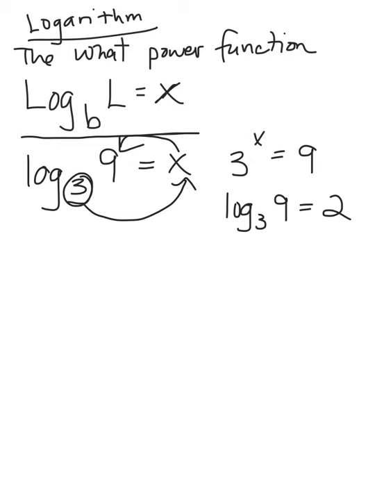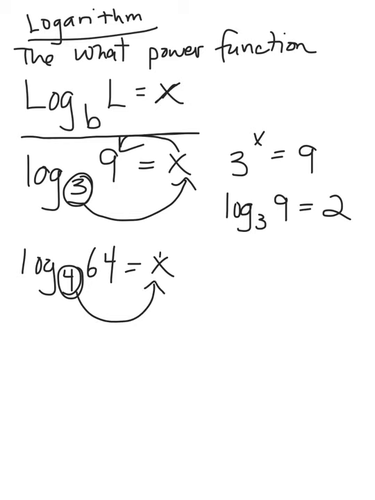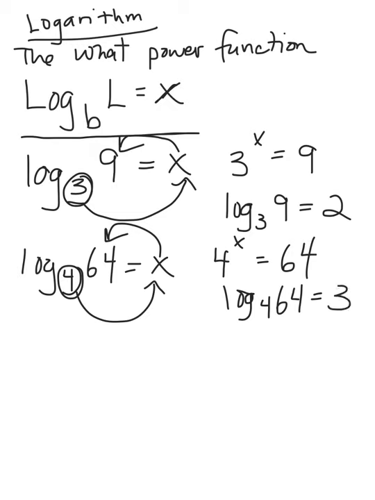All right, let's try it again. We have log base 4 of 64. Well, this is asking 4 to what power equals 64? Well, 4 to the first power is 4, 4 to the second power is 16, 4 to the third power would be 64. So log base 4 of 64 equals 3.